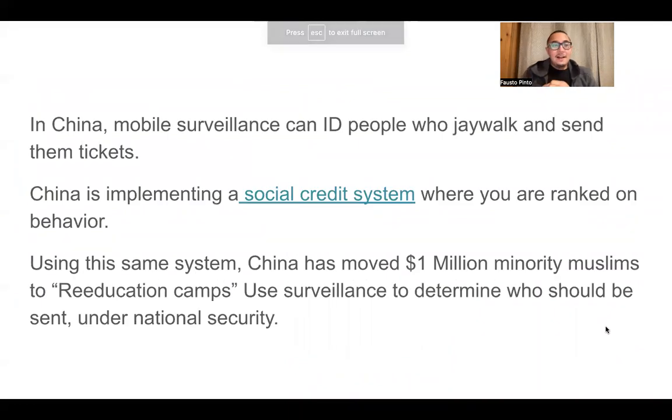Okay, going back to China. In China, mobile surveillance can ID people who jaywalk and send them tickets. China is implementing a social credit system where you rank them. And apologies to the Chinese people, the Chinese students in the class. I'm not trying to say anything bad about the country. I'm just showing an example of where these things are going into effect.